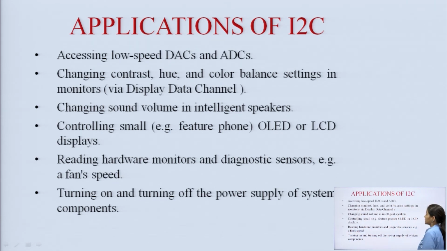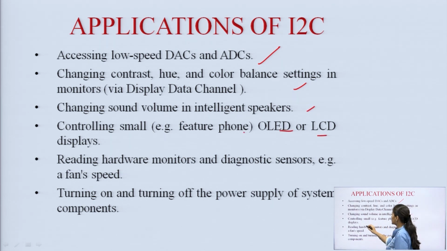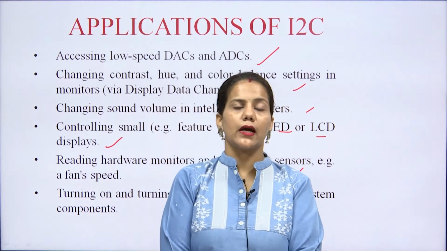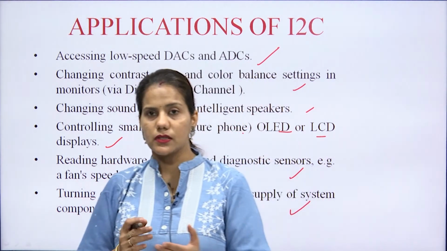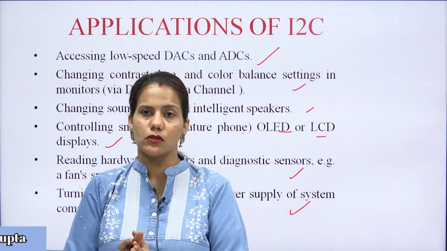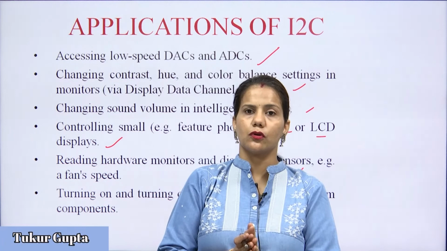Other good examples are accessing low speed DACs and ADCs, changing contrast, hue and color balance settings in monitors, changing sound volumes in intelligent speakers, controlling small OLED or LCD displays, reading hardware monitors and diagnostic sensors, that is fan speed, and turning on and off the power supply of system components. All these are possible with the I2C protocol. So, in this way, as we see, the I2C protocol is far better than the SPI protocol in certain cases, but yes, it has disadvantages also. We will further study the different protocols in further lectures.